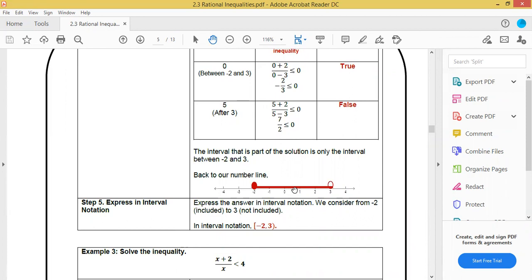We write it in interval notation. Since it is shaded, we use a bracket: -2, comma, and this is an unshaded part, 3, parenthesis. That ends our second example.